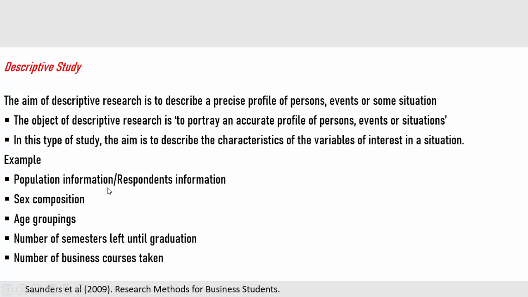For example, the population information. You want to know what the education level of the people of an area is. You are interested in how many are graduates, how many are undergraduates, how many are matriculates, what the male-female ratio is, what the level of education is by age, or similarly sex composition, age groupings, number of semesters left for graduation, and number of business courses taken, etc. All these are descriptive types of study.